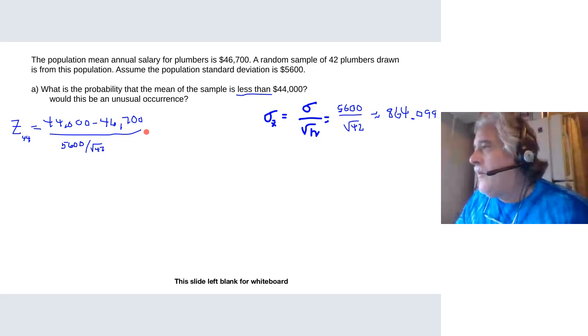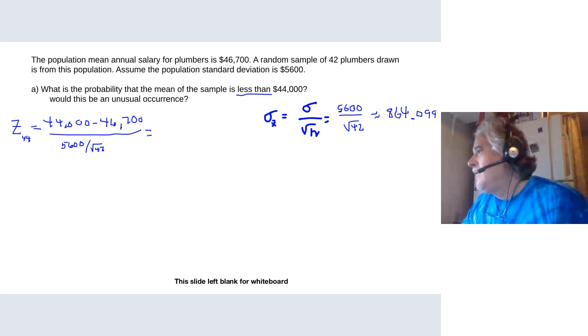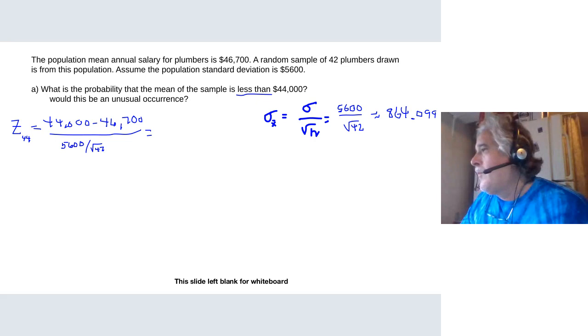So what does this come out to? Let me go ahead and do it. So 44,000 minus 46,700. So this is negative 2,700.